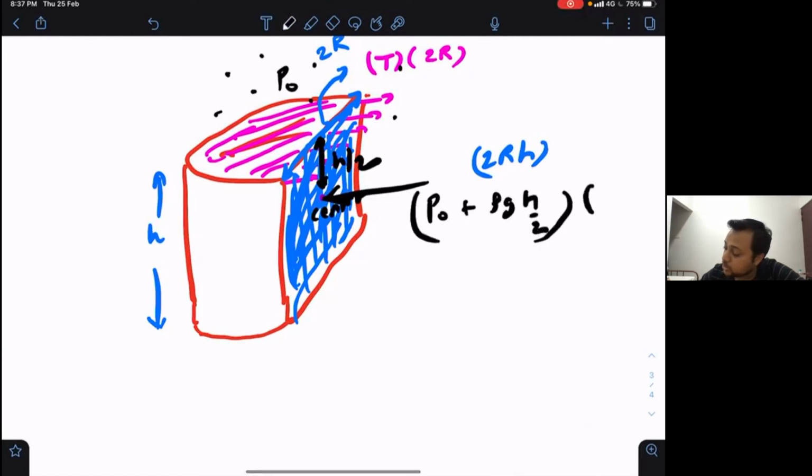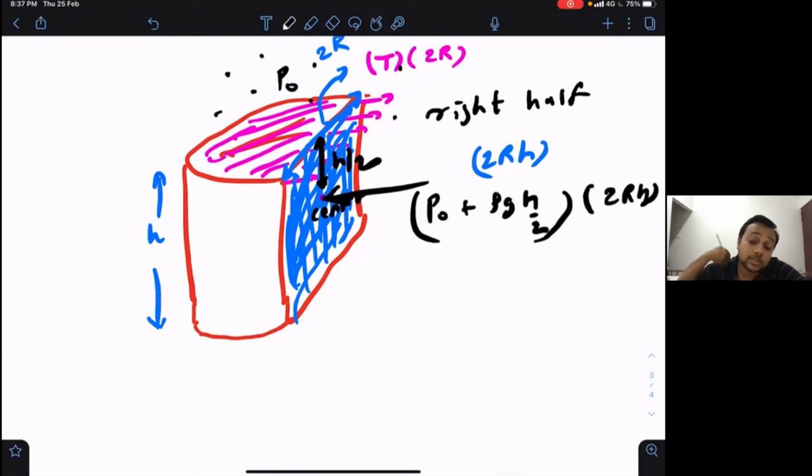Pressure at the center into the total area in contact. This is the pressure force between the left liquid and the right liquid in the entire blue shaded area in contact. Apart from the pressure force which the right half is applying on the left half, the right half has a surface also. The left half also has a surface. And the right half's surface will be pulling the left half's surface towards the right by an amount of T into 2R. So there is a pushing force, there is a pulling force. The pushing force is a pressure force, the pulling force is a surface tension force.